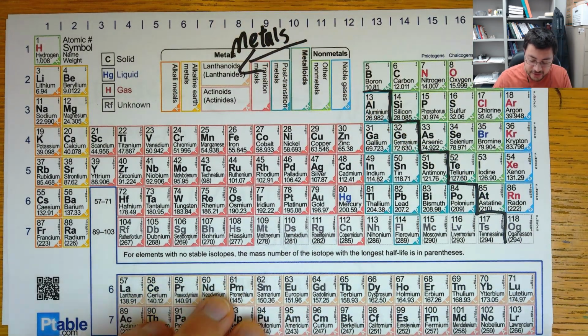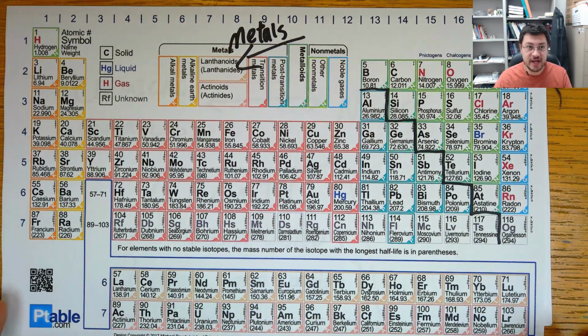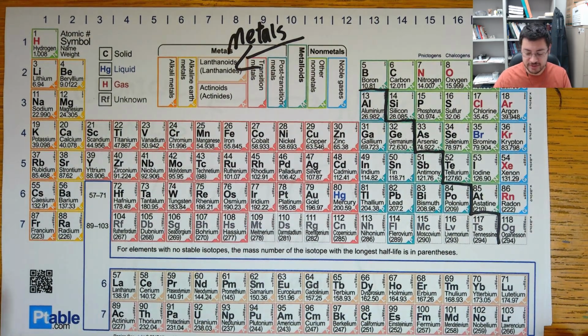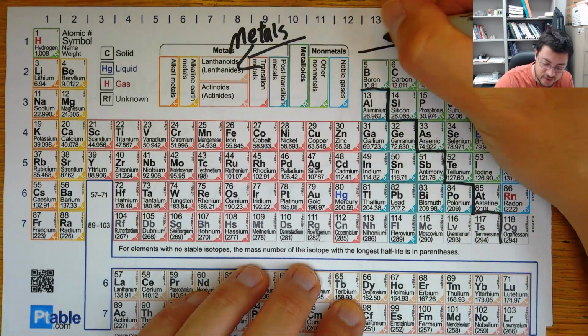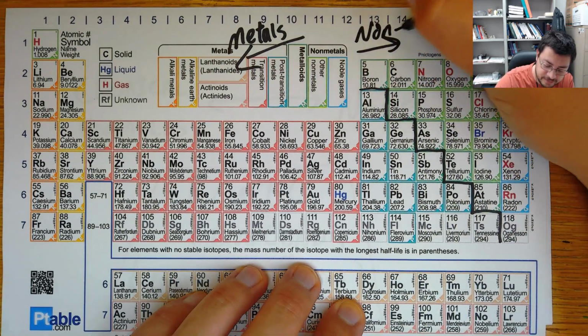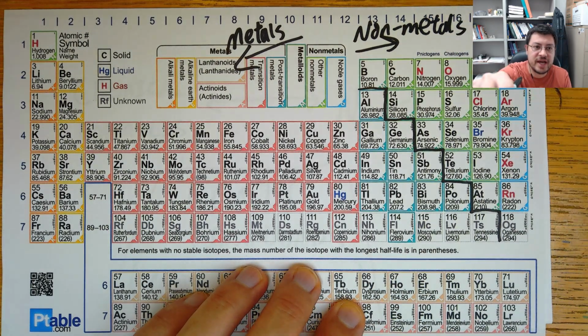All right, and so that's most of the periodic table. And those are going to be your potential cation choices. And everything to the right of the staircase is going to be your nonmetals. Those will be your potential anion choices.